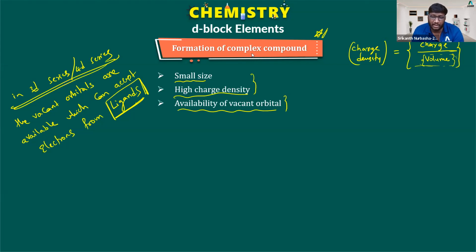We will discuss in the next class what type of complexes are formed and other properties of d block elements like catalytic activity, electrode potentials, all those things. Fine.